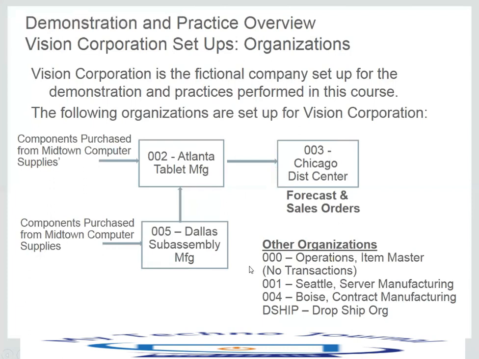Fine. Apart from these organizations, you also have a master organization called Operations. The name of the master organization is Operations, and the code is 000, wherein we don't do any transactions. As you know, the transactions are done only at the inventory organization level. The master organization is more of a logical organization, where your items are defined but you don't do any transactions as such. And 001 is the Seattle server manufacturing organization. 004 is Boise, a contract manufacturing organization. And D-ship is the code of an organization for drop shipment.